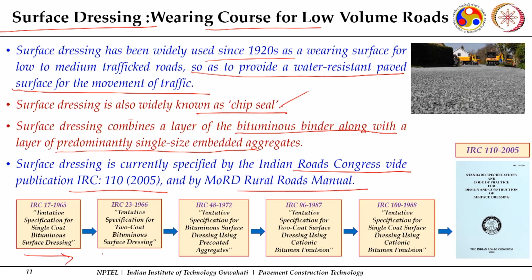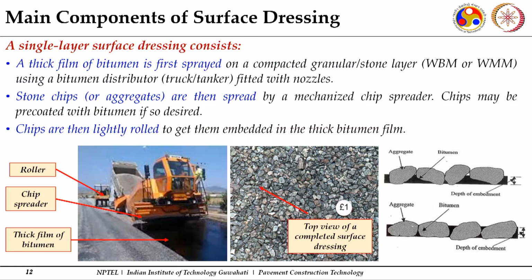You can see how progress has been made, specifically in the enhancement of understanding of these kinds of mixes. In 1965 the first codal specification was there, and presently what we have is IRC 110 2005. So that is how the knowledge of these mixes has progressed. Now, if a single application of this kind of mix is done, how is it done? First of all, you have a prepared surface. If it is a low volume road or rural road, you prepare a granular base course. Then you put a prime coat over it.